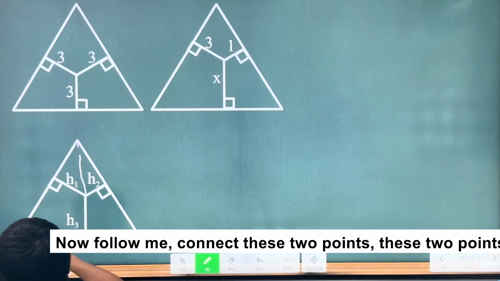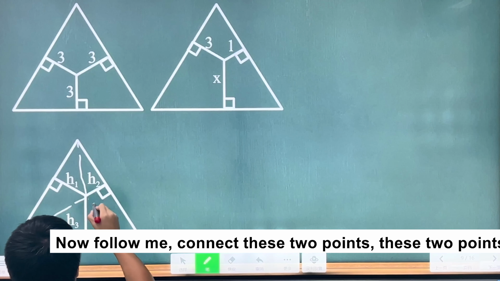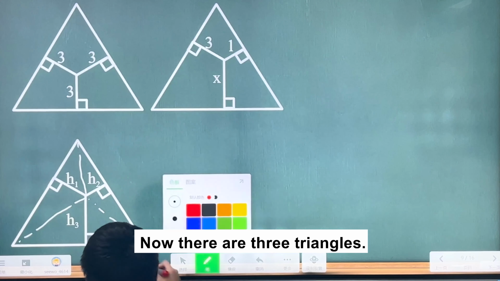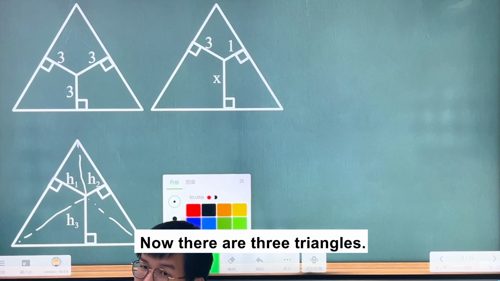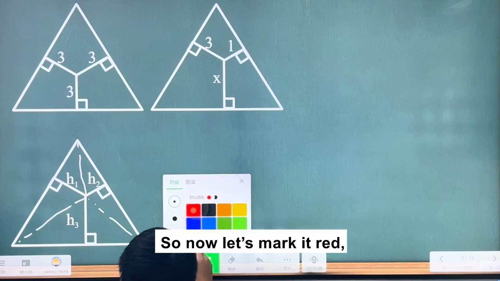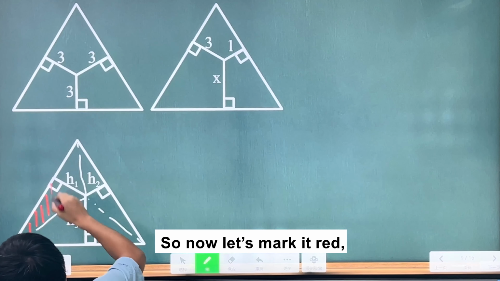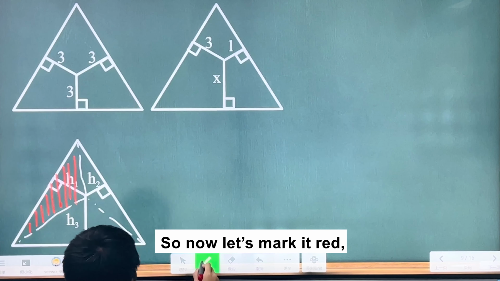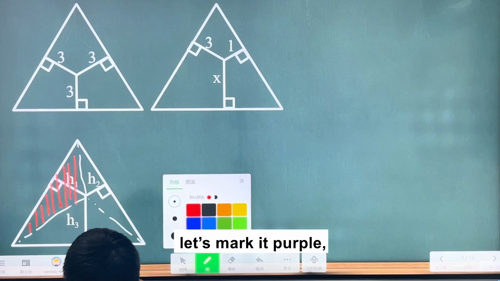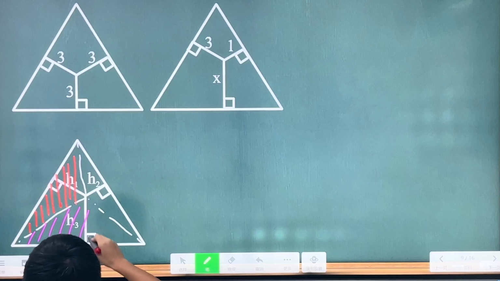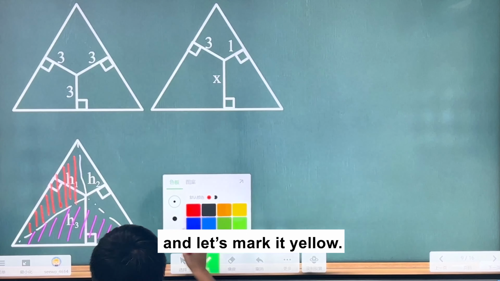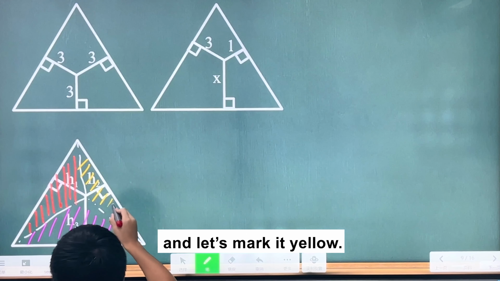Connect these 2 points. These 2 points and these 2 points. Now, there are 3 triangles. Have you seen it? No. So, now, let's mark it red. Let's mark it purple. And let's mark it yellow.